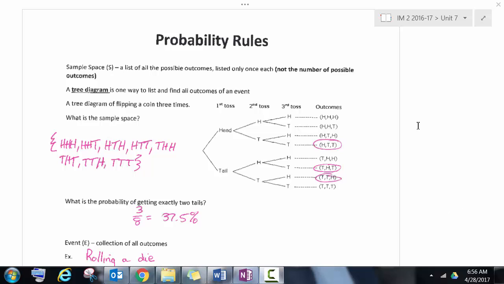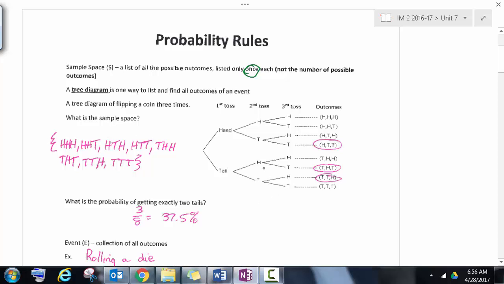Alright, let's learn about probability. So first definition, sample space: a list of all the possible outcomes listed only once. That's important. Once, that's it. And it's not the number of possible outcomes, it's actually the list of all the outcomes.